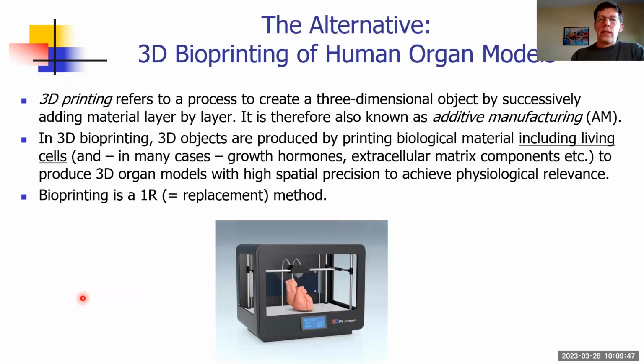That is why we pursue an alternative way of research, and that is that we produce human 3D models by bioprinting. And so I will start with a short definition of what I understand as bioprinting. Bioprinting is a specific technology from the field of 3D printing. 3D printing is a process to produce three-dimensional objects by successively adding material layer by layer.